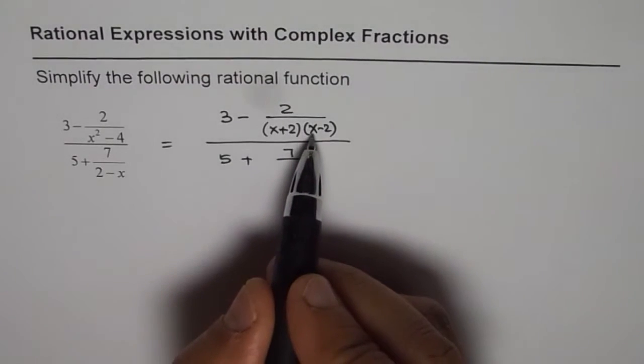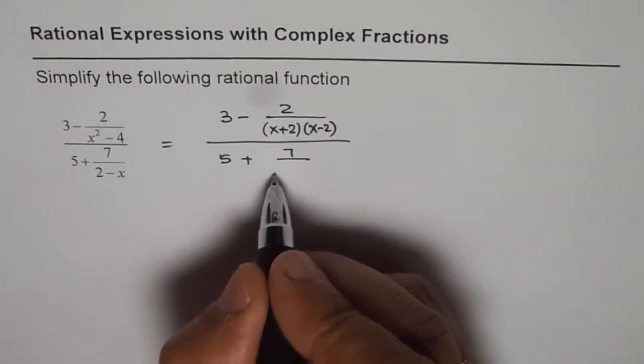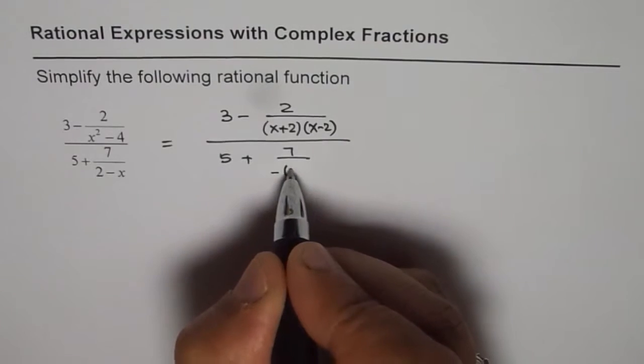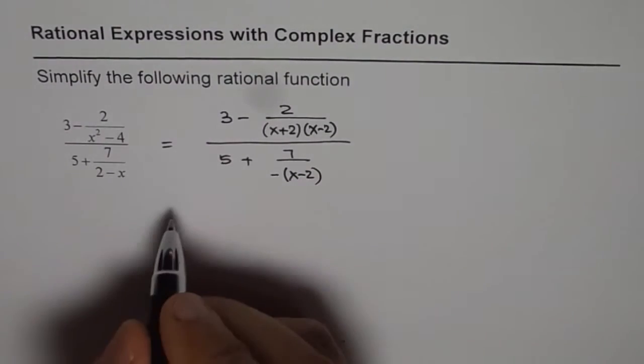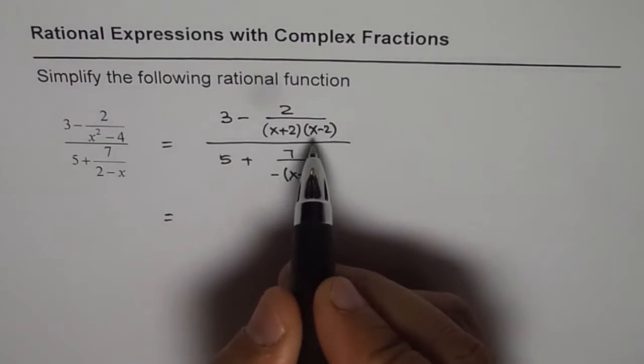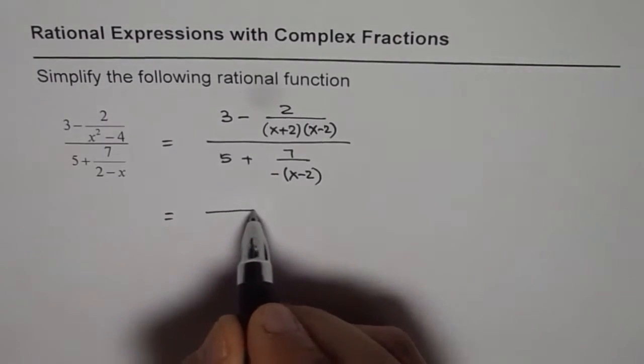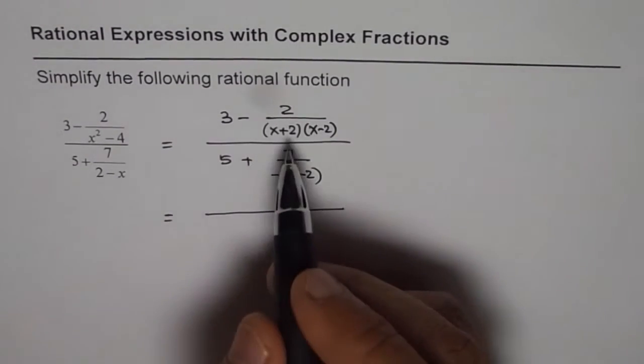We are getting a factor x minus 2. Let me write this as minus of x minus 2. That will help us later. Okay. Now at this stage we can take a common denominator and rewrite our rational function.